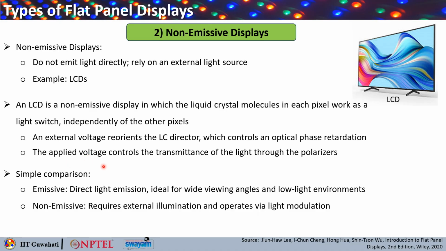So, if you do a simple comparison, the emissive displays have direct light emission, so they are ideal for wide viewing angles and low light environments. On the other hand, non-emissive displays require external illumination and operate via light modulation. They basically modulate a backlight source. There is a backlight source which gives out light, and then you have this liquid crystal panel, where each pixel can allow the light to come out or be stopped. That way the display works.